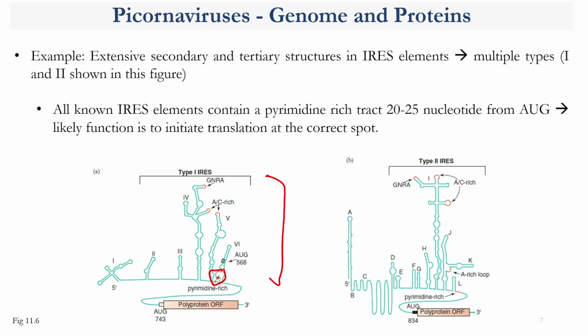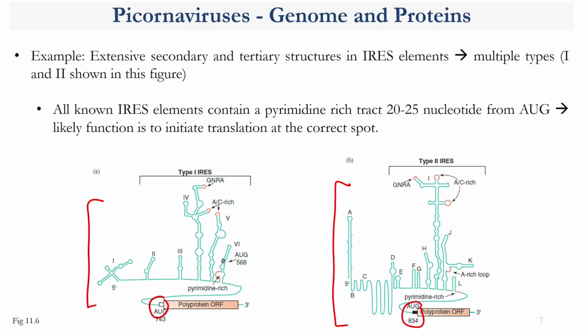All right, you can see that here. You can see the A-rich loop here, and here's your pyrimidine-rich tracts. So you can see this is extensive secondary structure, but here's another start codon, the real AUG. Okay, so you're gonna make the polyprotein. You have this pyrimidine-rich tract, and this will basically help position your ribosome at the correct spot for translation, okay?